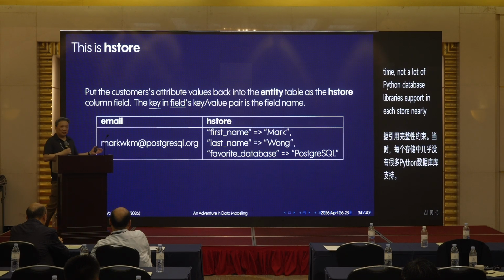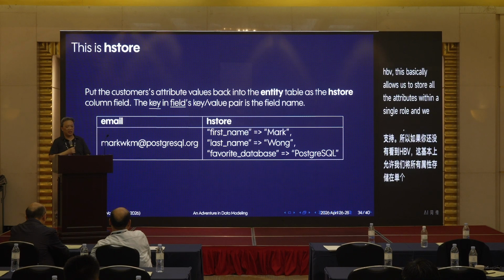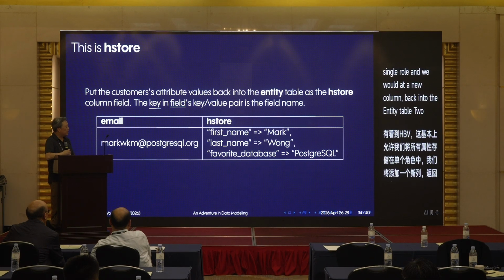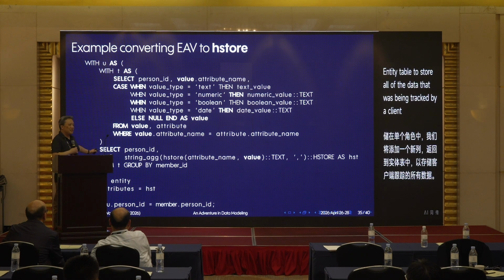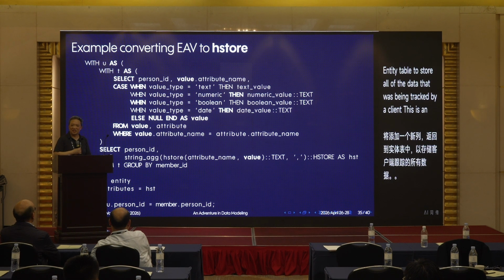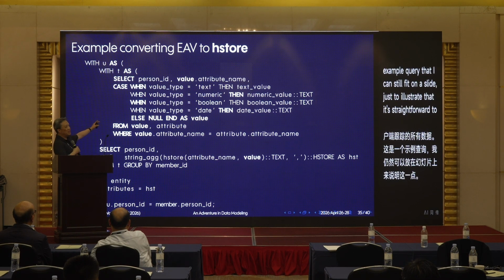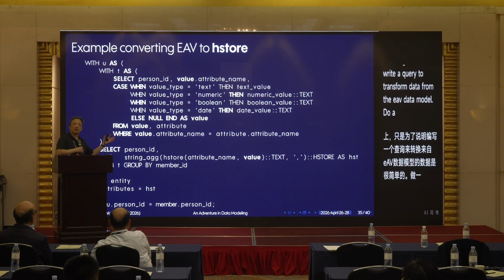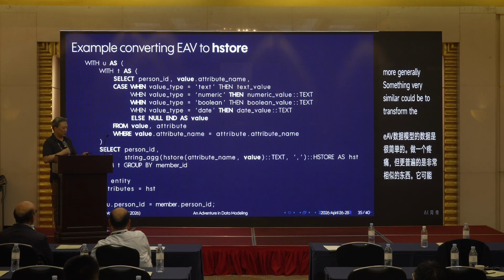So if you haven't seen HStore before, this basically allows us to store all the attributes within a single row again. We would add a new column back into the entity table to store all of the data being tracked per client. This is an example query that I can still fit on a slide, just to illustrate that it's straightforward to write a query to transform data from the EAV data model to HStore, but more generally, something very similar could be written to transform the data to any key value data store.